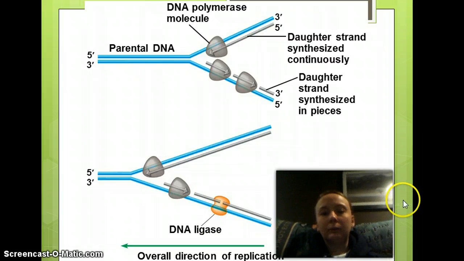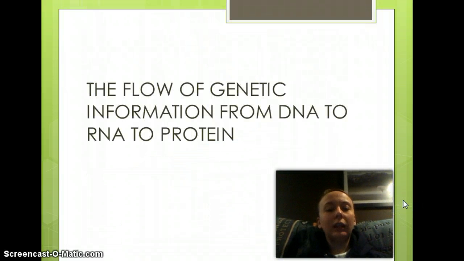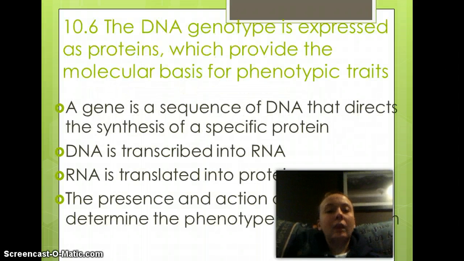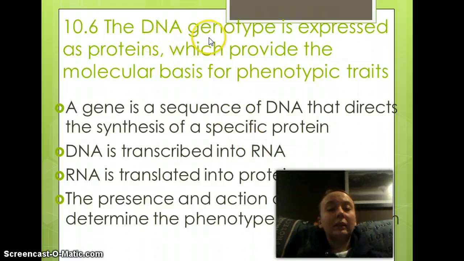That's really, really important. Now, the flow of genetic information from DNA to RNA to protein. This is the basic central dogma of biology. Everything is made of DNA. So what we do is we take that DNA that makes up our genotype. Remember how when we think of genotype, we think of those letters.